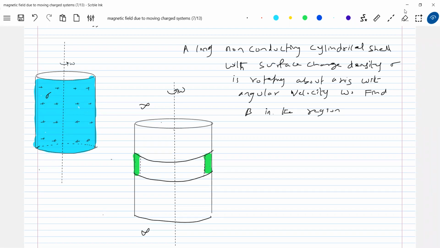Actually the charge is rotating. Here the positive charge is out of the plane, and on this edge the positive charge is into the plane. So this is equivalent to, I'll show nearby, the same green color strips. This is equivalent to current coming out of the plane, and here equivalent to current into the plane.